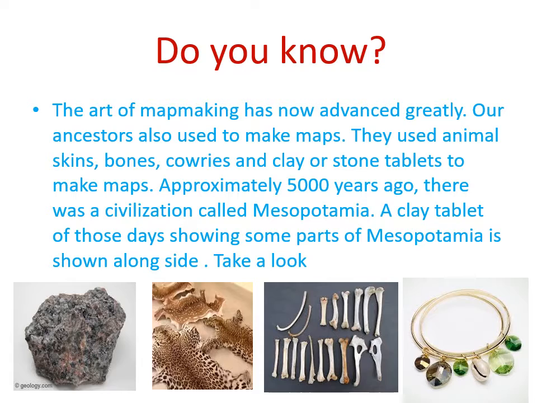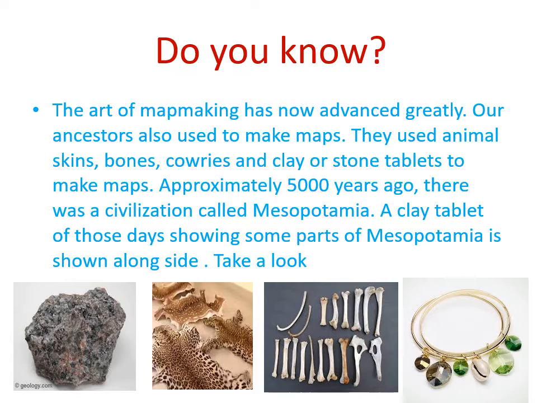Approximately 5,000 years ago, there was a civilization called Mesopotamia. Civilization means people living during that era, in the medieval period. These people usually stayed where there was fertile land, close to a river. So, they were the people called Mesopotamia.